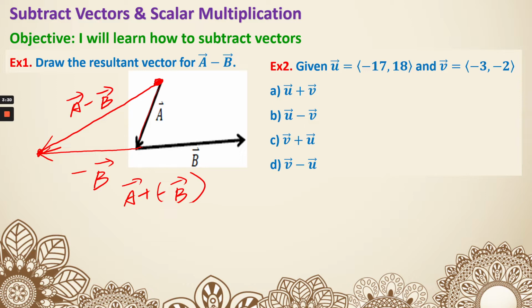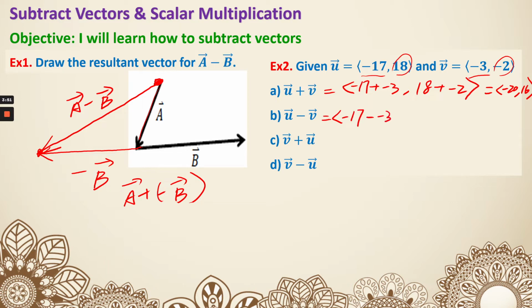Example 2. A is something we have already learned in the last lesson. All we need to do is add the horizontal components and add the vertical components. So this is going to give us -17 plus -3, 18 plus -2, which is going to be -20 and 16. Then U minus V, of course, that means we're subtracting -17 minus -3. Something I've emphasized before, when you subtract a negative number, you are going to need to have two negative signs. We have 18 minus -2. That becomes plus, so we are going to have -14 and +20.